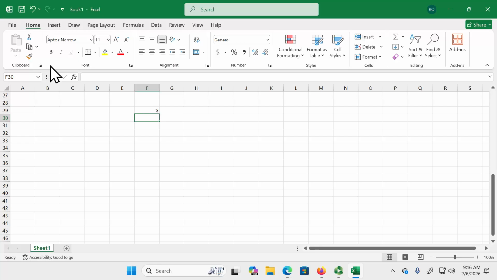3, 5, 7, 8, 13, and 15. 3, 5, 7, 8, 13, and 15. We have 6 numbers. Our sample size is 6. And we're going to calculate the standard deviation.